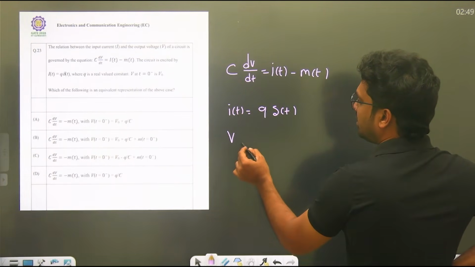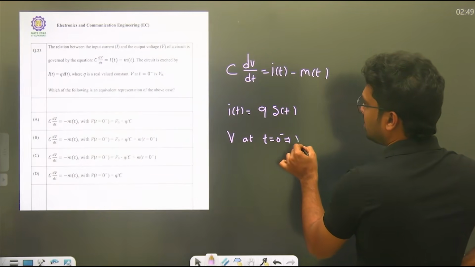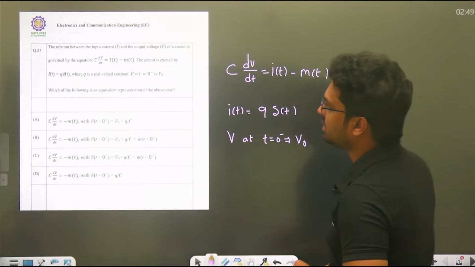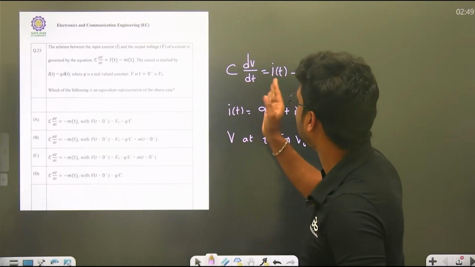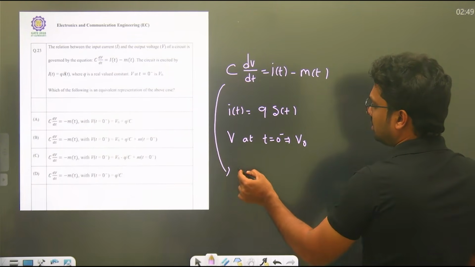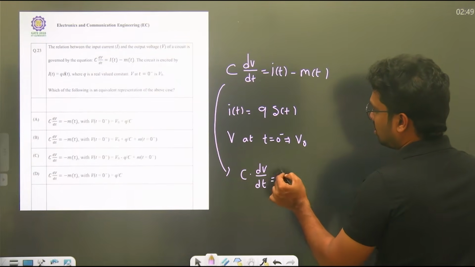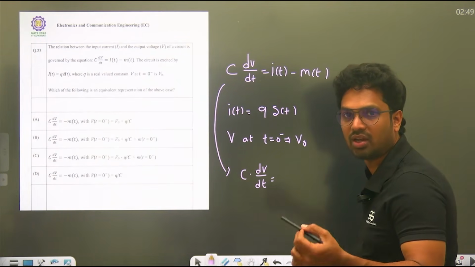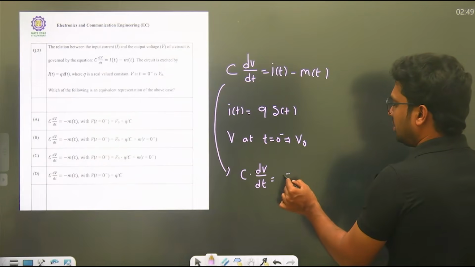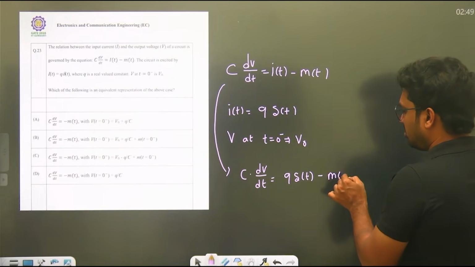So what is V at a time t equal to 0 minus? It is V naught. Which of the following is an equivalent representation of the above case? Let me substitute here C dV by dt, and also I will substitute my I of t. So what is my I of t? Q into del of t, which is impulse, minus M of t.